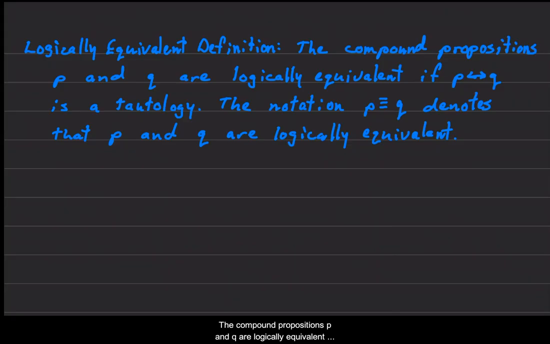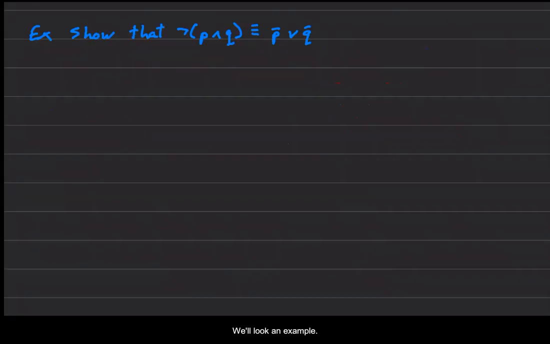The compound propositions P and Q are logically equivalent if P if and only if Q is a tautology. The notation P is logically equivalent to Q, using the three-line equal sign, denotes that P and Q are logically equivalent. Next, we'll look at an example. Show that the negation of the quantity P and Q is logically equivalent to the negation of P or the negation of Q. To do this, we'll set up a truth table.